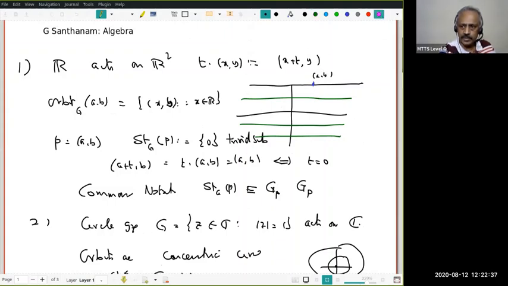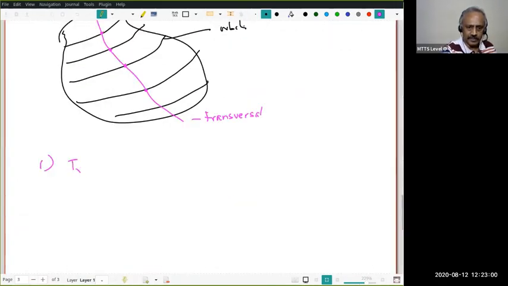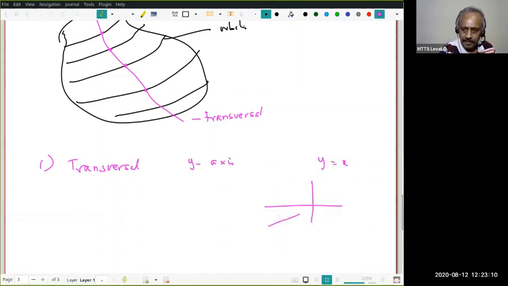So I can choose a representative here, here, and here. But notice that each representative is determined by a constant y coordinate that fixes the orbit. Therefore, an obvious transversal for me will be the y-axis. Obviously, you can take anything, it doesn't matter. You can also take the line y equal to x. This will also cut all these orbits at exactly one point.